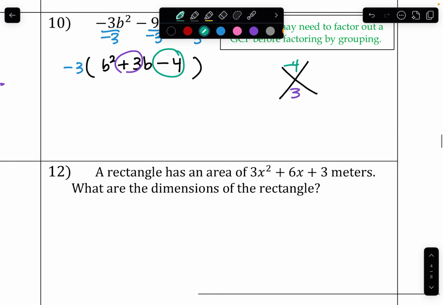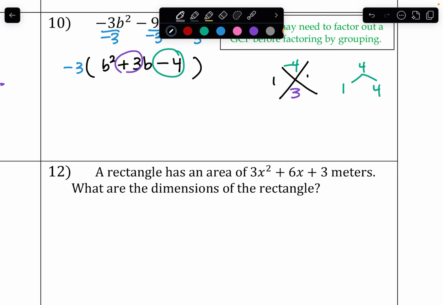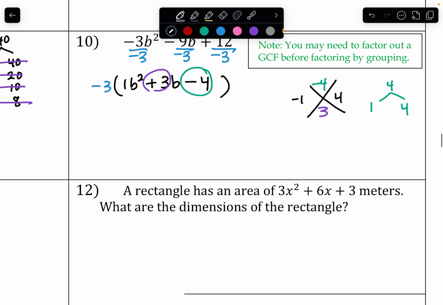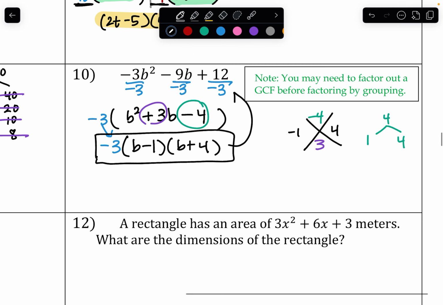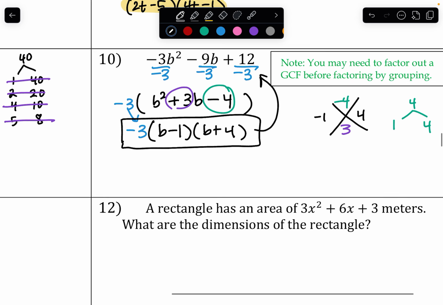And so this is the case where a lot of students can't find the numbers because it's 1 and 4. But the negative has to go on the 1 in order to add to 3. And so because a is 1, we don't have to do the grouping. We can go straight to writing our factors, b minus 1 and b plus 4. Order doesn't matter. But do not forget to write that -3 from the very beginning. Otherwise, you're missing your factor. If you were to multiply it all back out, it wouldn't get you the original expression.